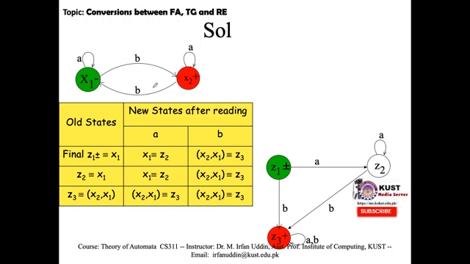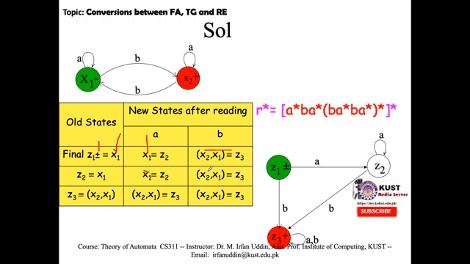By making two FAs. This FA as a duplicate, and we take Z1 as X1, initial and final. X1 reading A, we go to X1. X1 reading B, we go to X2 X1, which is Z3. Now Z2 X1. X1 reading A, we go to X1.